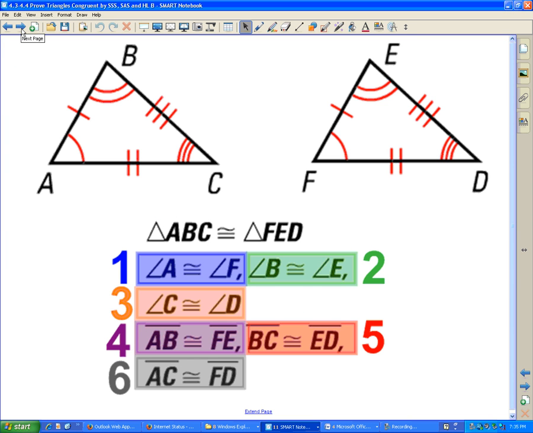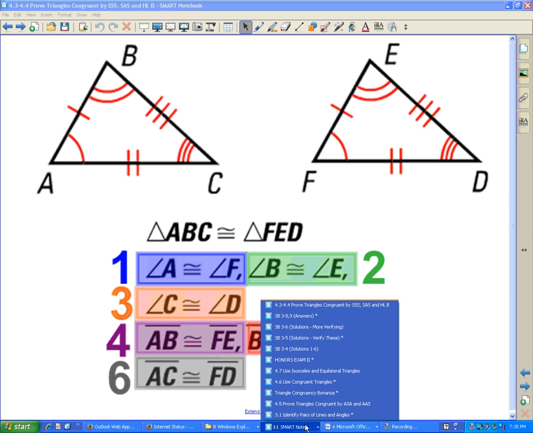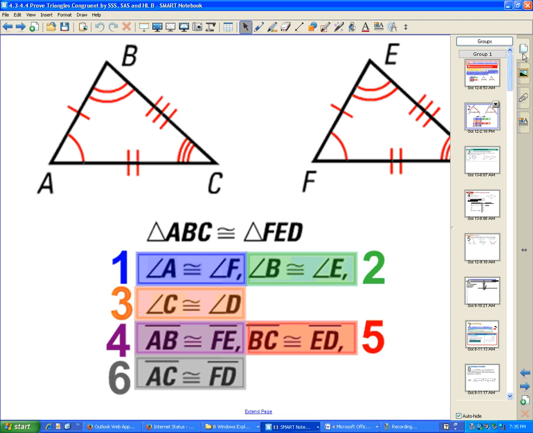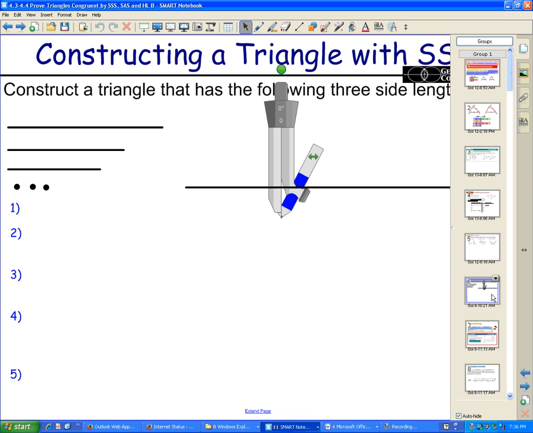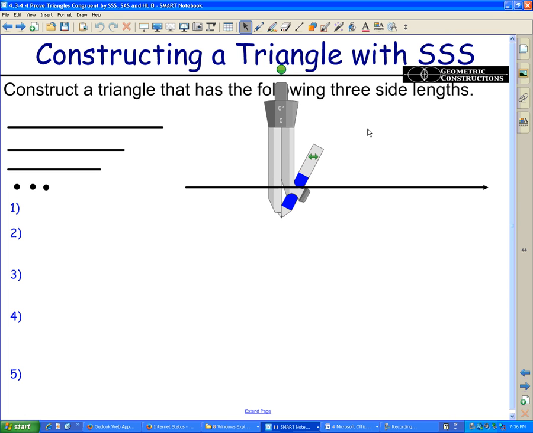And so does that mean that to prove two figures are congruent, we have to come up with all of this information? Well, we start talking about shortcuts, and the first shortcut is the side-side-side shortcut. And we're gonna actually construct a triangle using side-side-side. How would you do that?